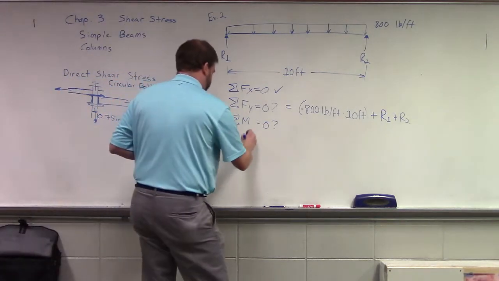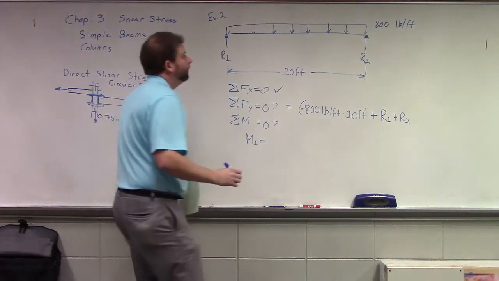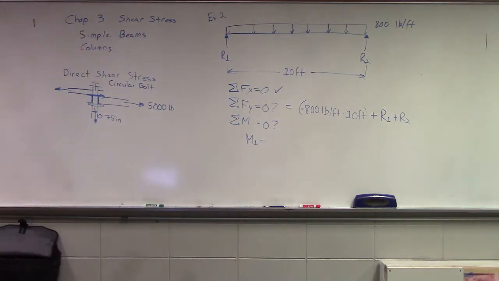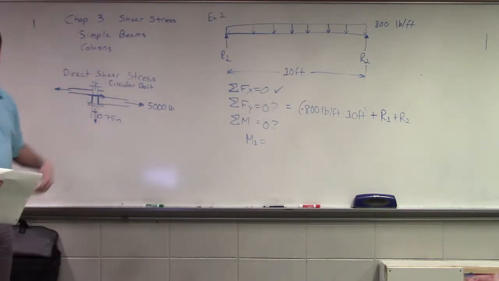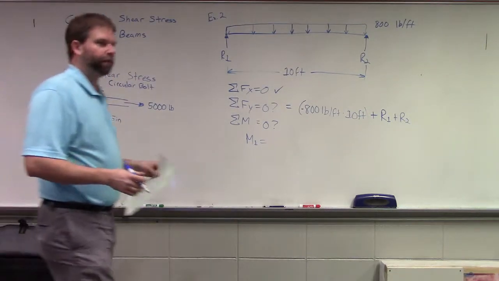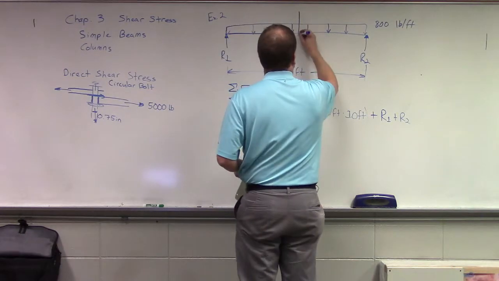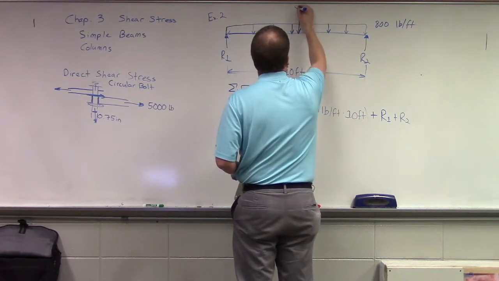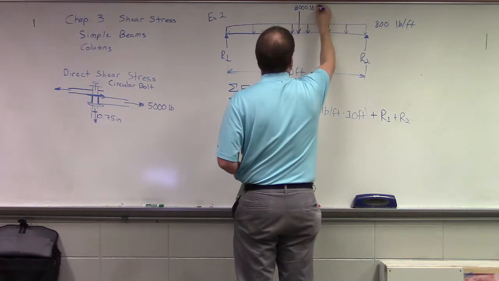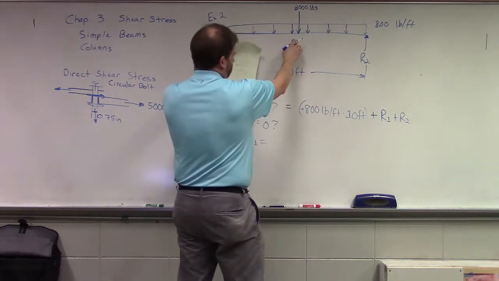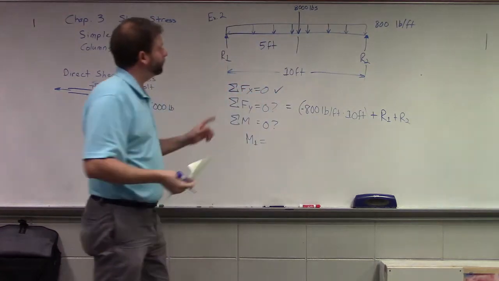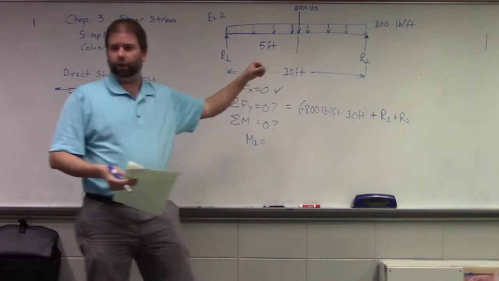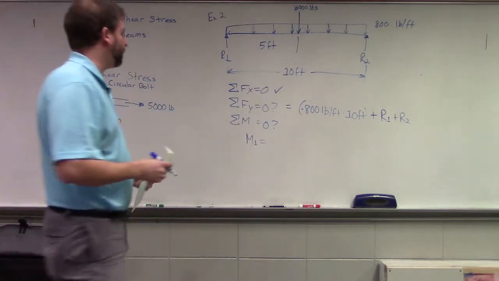Okay. So our moment about 1 equals what? How do we resolve these uniformly distributed loads when we're determining reactions? Put it at the midpoint, right? We already know that we have 8,000 pounds. What is this distance? 5 foot. Okay. Is this going to cause clockwise or counterclockwise rotation? Clockwise rotation.